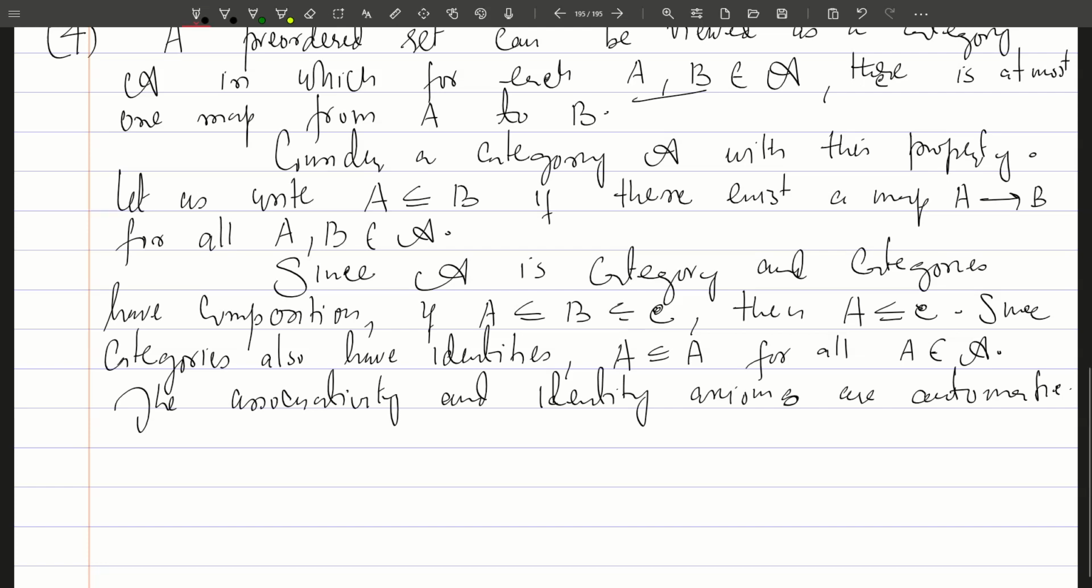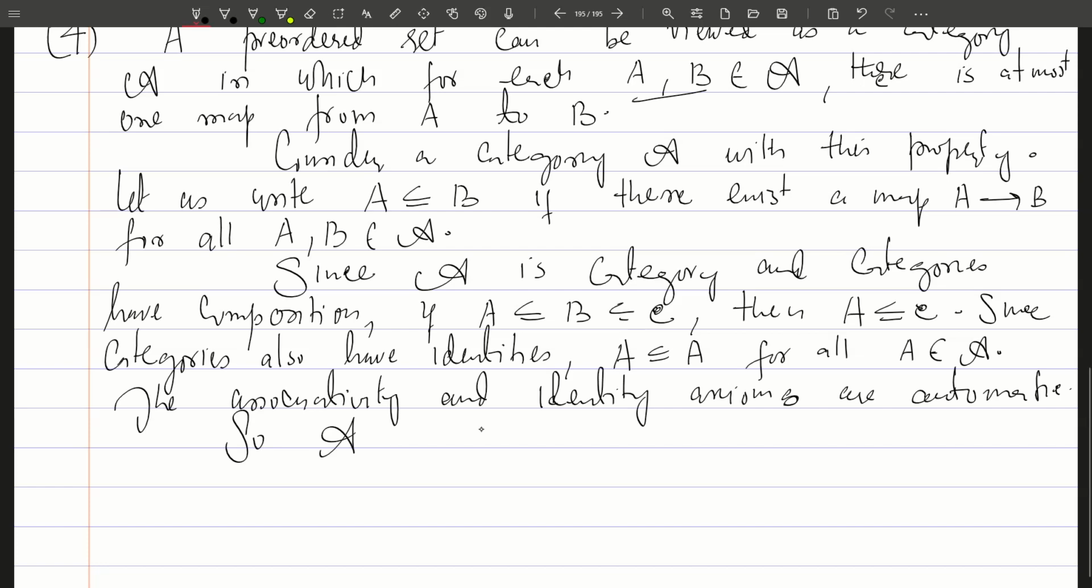So A amounts to a collection of objects equipped with a binary relation, say less or equal to, that is reflexive and transitive. So that is, this fancy A together with this less or equal to is a pre-order.